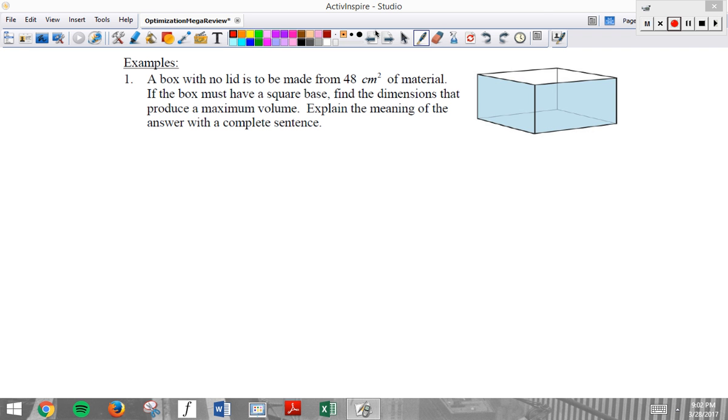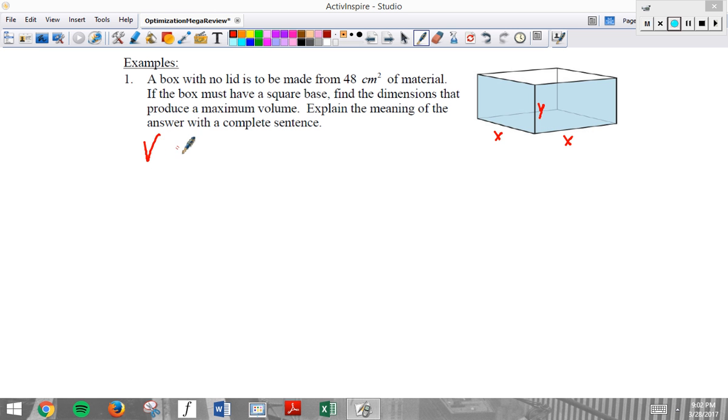Alright, 3, 2, 1. I'm assuming you paused it. Okay, so this is the box. It has a square base. So if that side's x, then this side's x, and we'll call the height y. Okay, find the dimensions that produce a maximum volume.